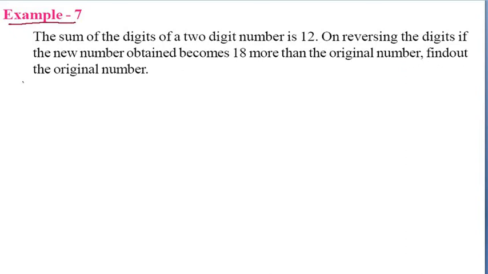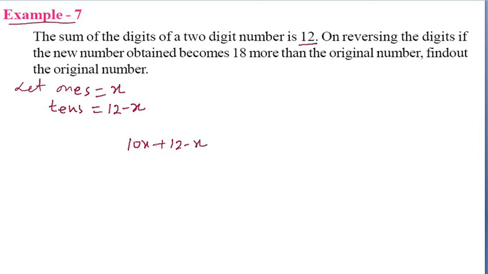So let the ones digit be x and the tens digit be 12 minus x, because the sum of these two digits is 12. So now on reversing the digits, how can we reverse? Our number is 10x plus 12 minus x. On reversing, it means 12 minus x into 10 and plus only x.